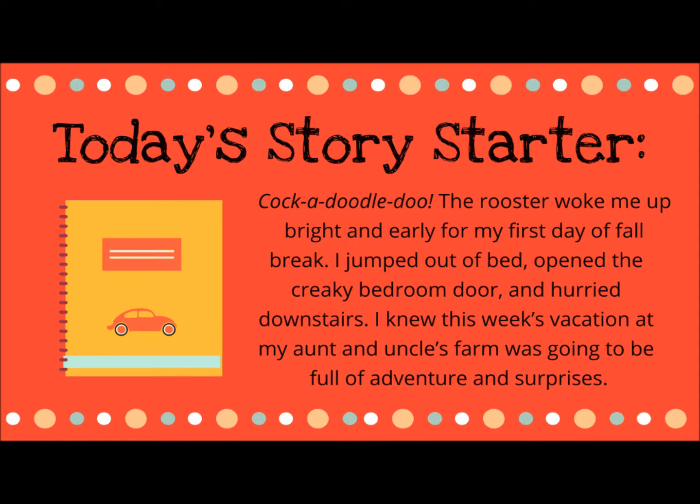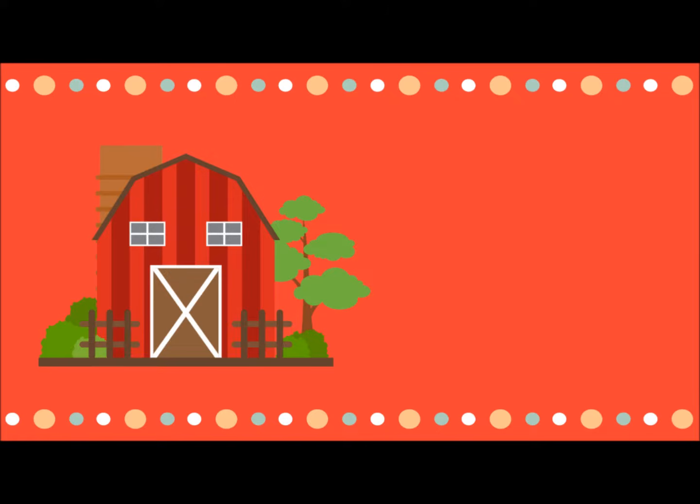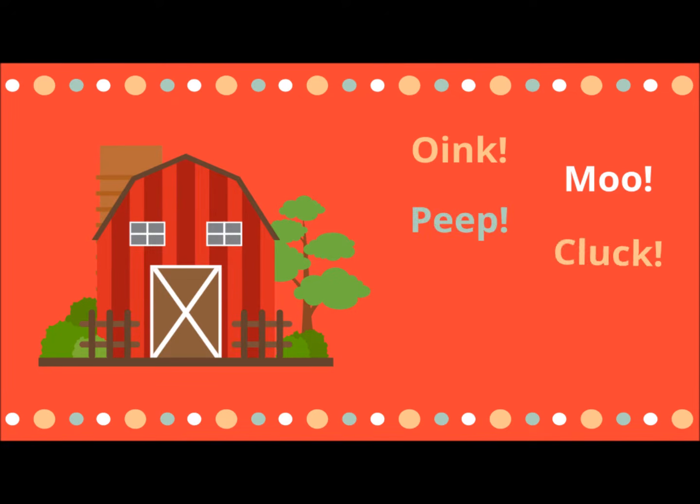Now, how would you continue the story? Think about the sounds you would hear around the farm. There will be plenty of animal noises you can describe, like oinks, moos, peeps, clucks, and neighs. Think about other sounds you would hear around the farm as well, like the sound of the dinner bell ringing or the crunch of autumn leaves beneath your feet. Try using onomatopoeia to represent these sounds in your story.